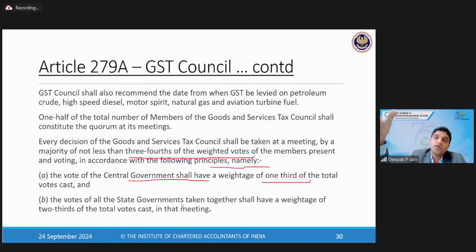और अगर कोई भी resolution pass करना है, अगर 75% that is 3/4 majority मिल जाता है, तो then that resolution is passed. Okay, if they want to recommend a rate change, they have to put it in the GST Council. Now, अगर वो rate change का proposal 3/4 of the voting में pass हो जाता है, then that is passed. अगर 3/4 fail हो जाता है, then that is not passed.